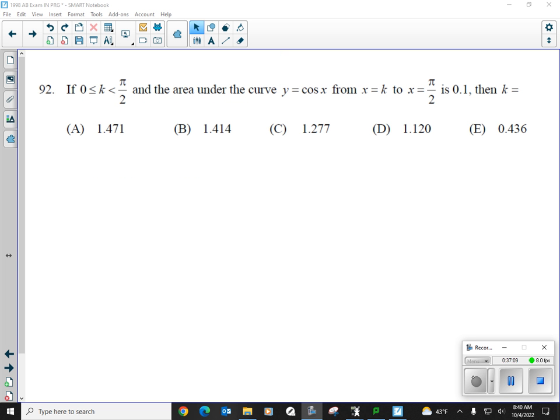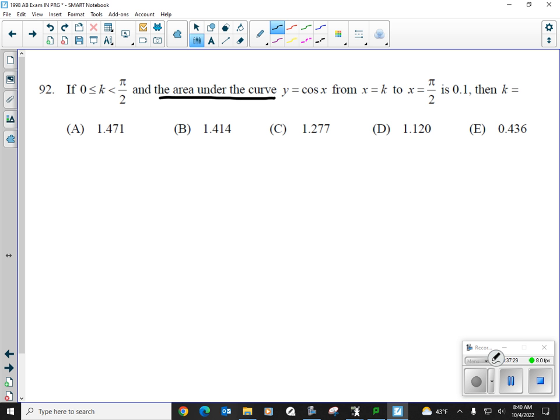92, the last one. This is a longer video because there were 10 problems. If k is between 0 and pi over 2, and the area under the curve y equals cosine x from x is k to x is pi over 2 is 0.1, then what is k? Nice problem to end with.